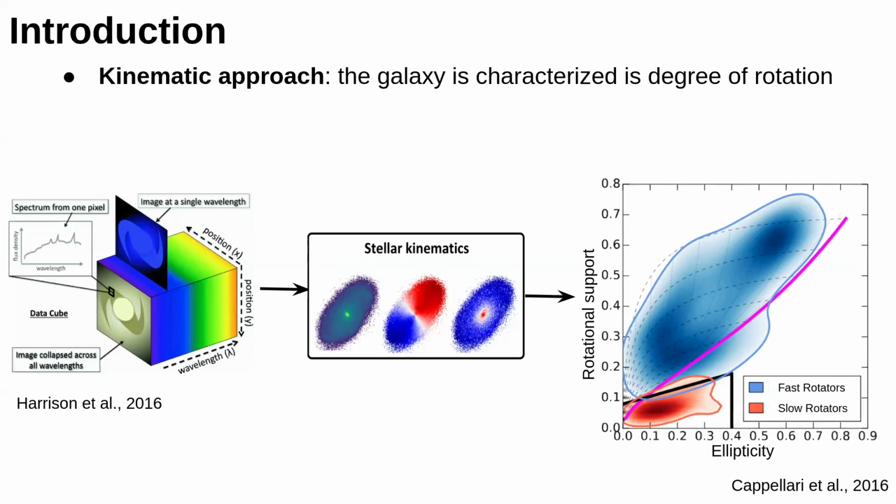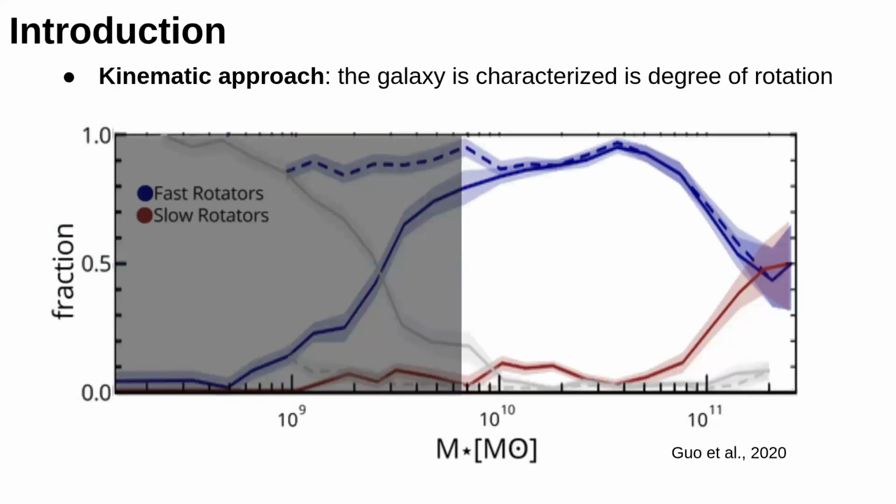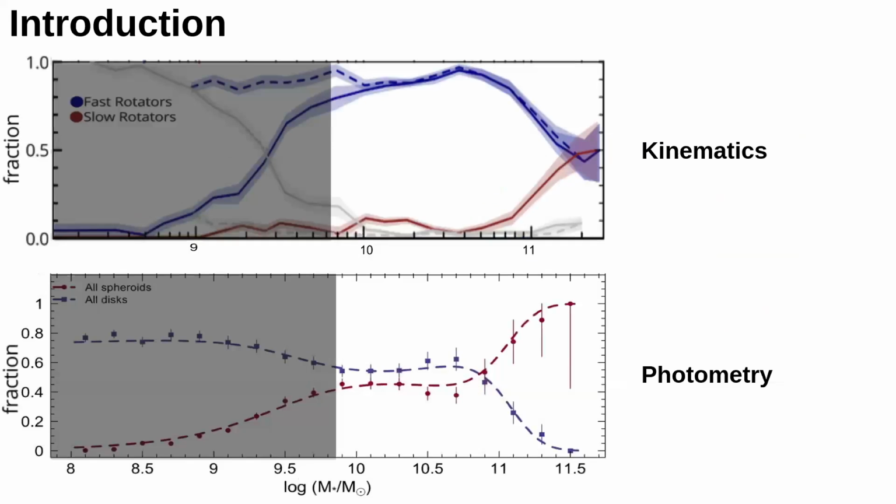And if you do the same exercise as before, you redo the mass budget, you find a very different picture in which most of the mass is actually in fast rotating systems, or galaxies which are dominated by ordered motion. And the contribution becomes equal to the one of slow rotators just above 10 to the 11th solar masses. So if you compare the two pictures with each other, they seem to depict a different universe.